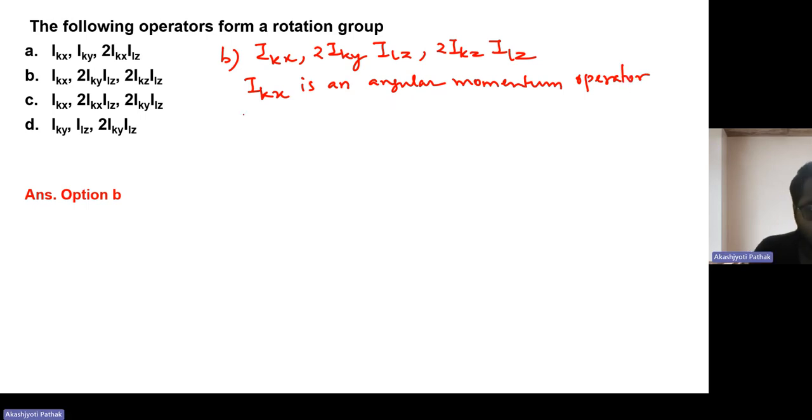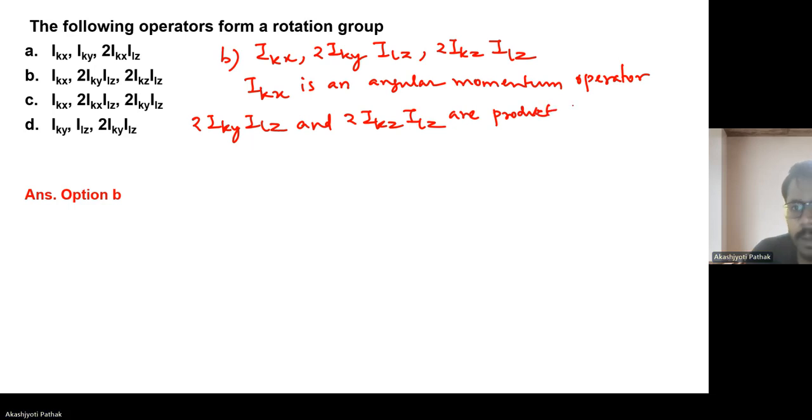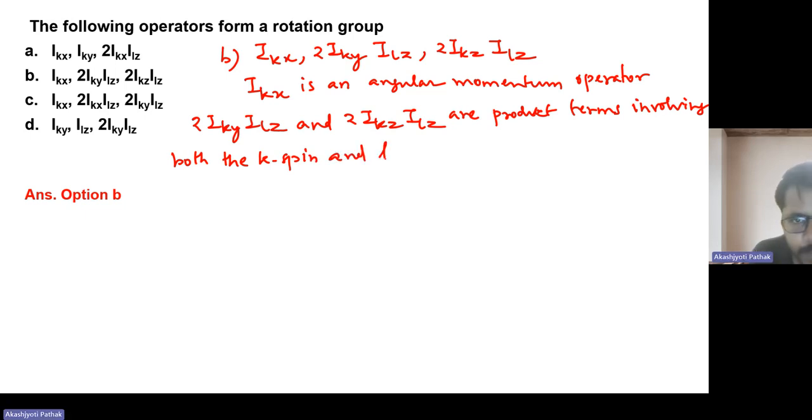And what is this, 2IKY ILZ? And these two terms, 2IKY ILZ and 2IKZ ILZ, are product terms, involving both the K spin and the L spin.